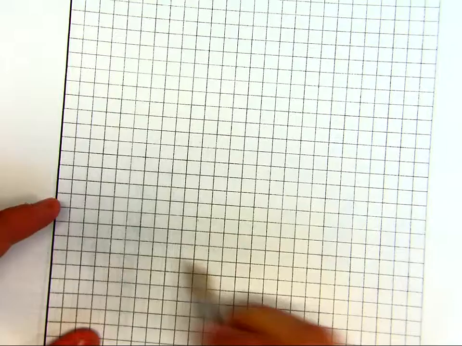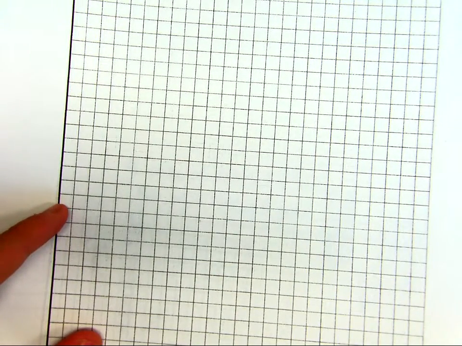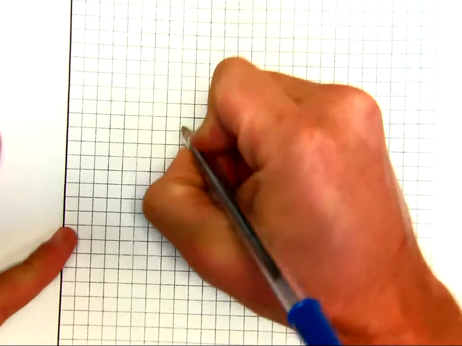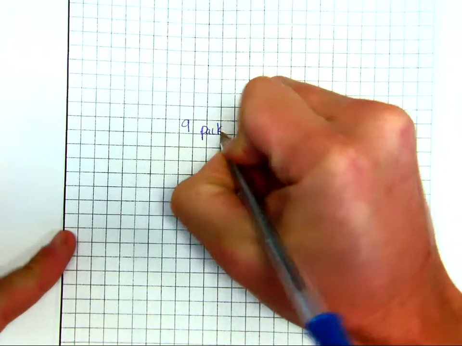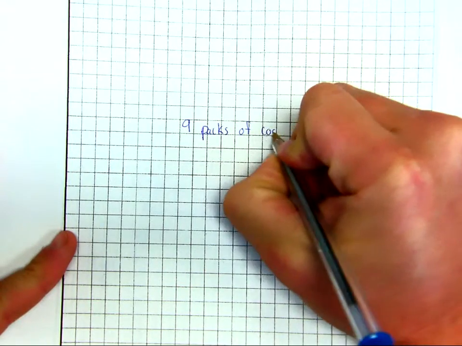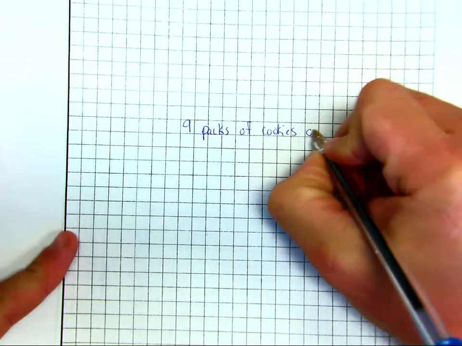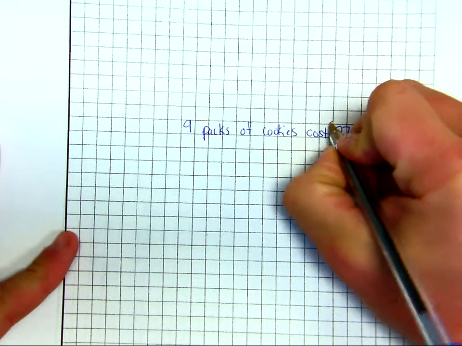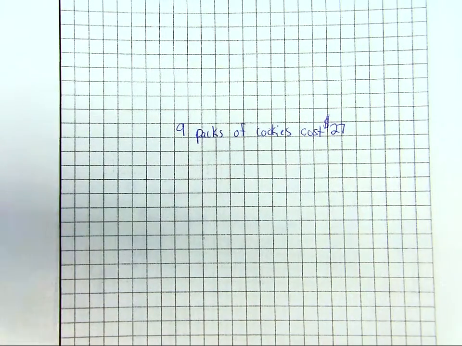Alright, so we are going to graph today with ratio tables. And how I'm going to do this, I need to give myself a scenario to graph. So I'm going to say that 9 packs of cookies, you know how I love my cookies, are going to cost $27. And we're going to assume that all the packs cost the same amount, alright?